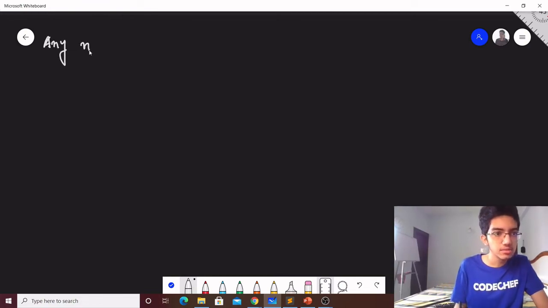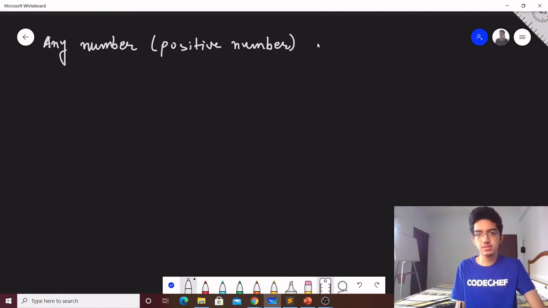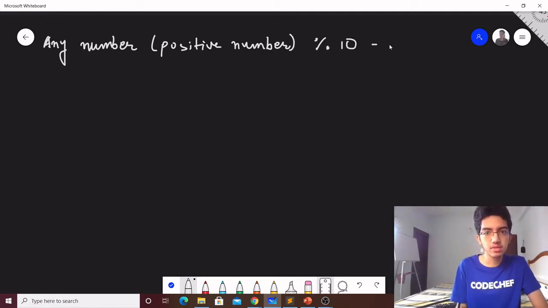Any number, or more precisely positive number, modulo 10. This gives us the last digit of the number.